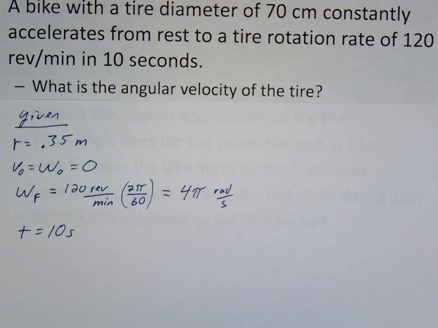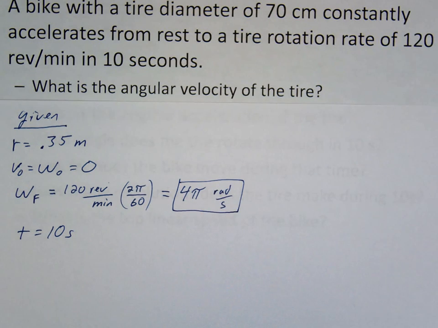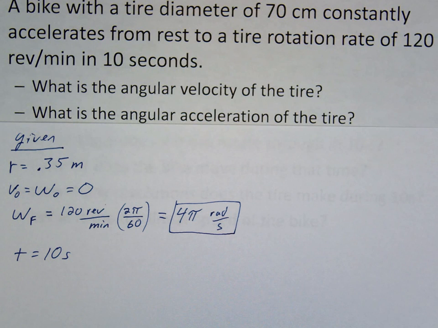Okay, let's start solving for things. What is the angular velocity of the tire? Well, we already found that, right? We found that as we were doing our givens. So 4 pi radians per second is our angular velocity.